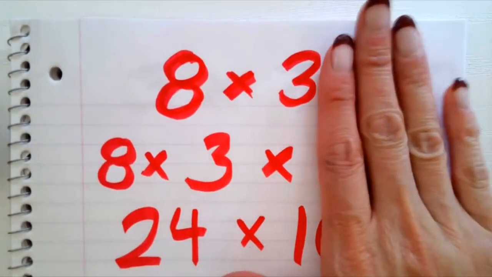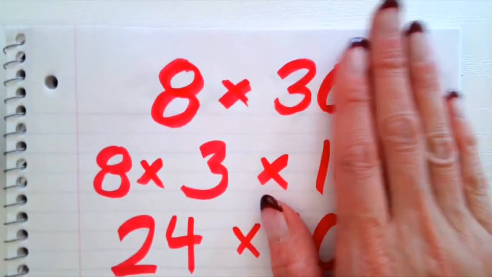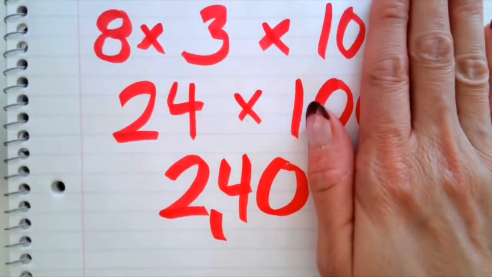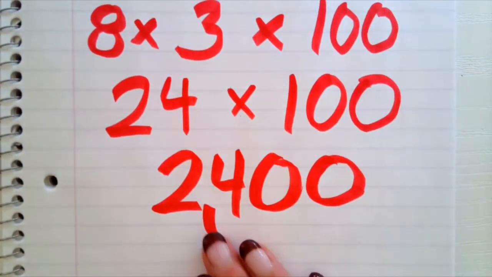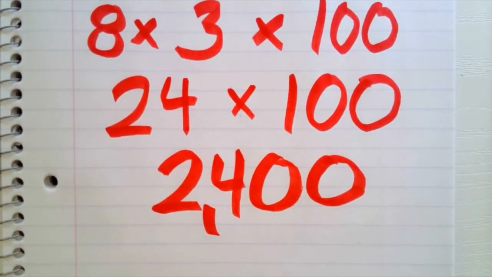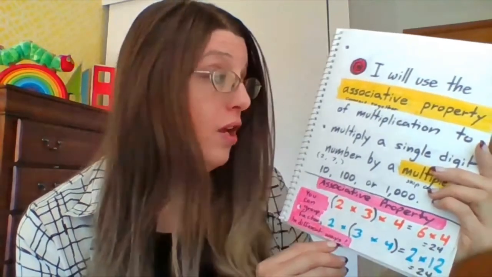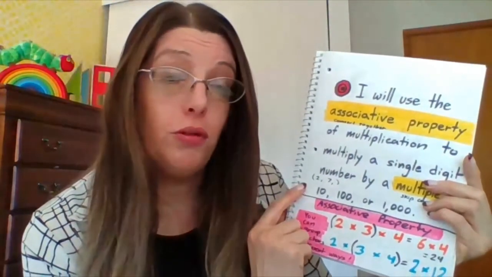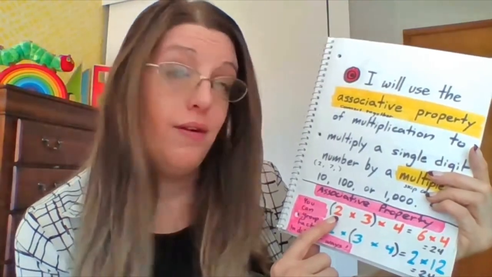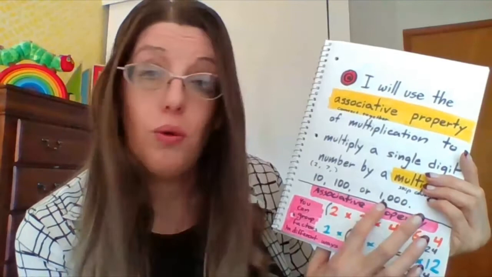Remember, 8 times 3 is 24. 8 times 30 would be 240. 8 times 300 is 2,400. Are you starting to see the pattern? Let's try another one. Remember what our learning target is. We are using the associative property to multiply a single digit number by a multiple of 10, 100, or 1,000.